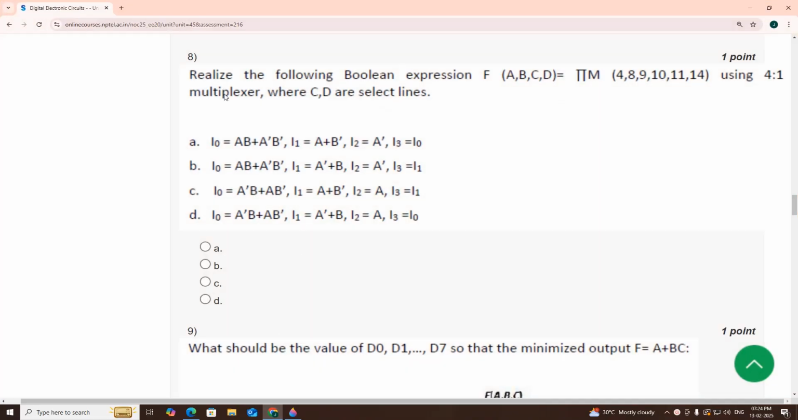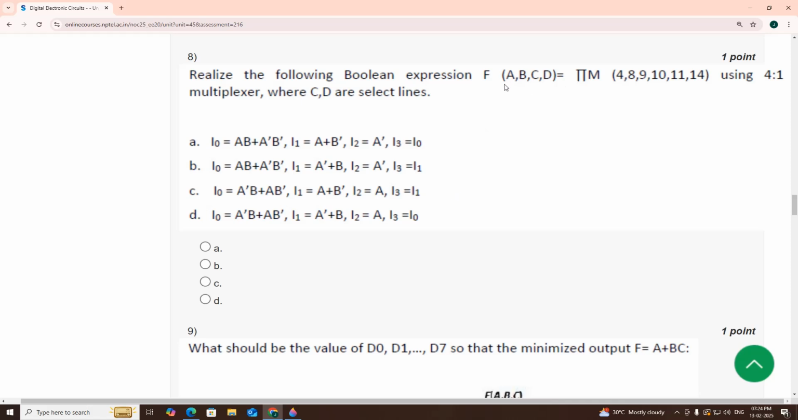Now we will continue with the 8th question. They have given the Boolean expression. We have to implement it using a 4:1 mux. They have given a function f as a 4 variable function, and this is a pause expression. Indirectly they have given the expression. So we will try to solve this problem.